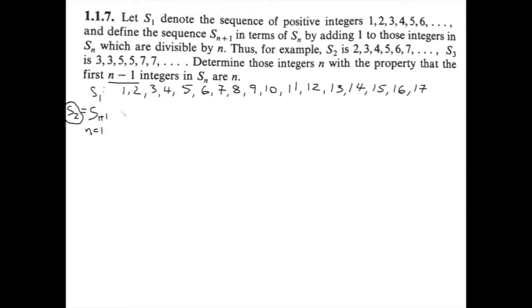Now, what we're going to do is, every time there's a number in the prior sequence, S1 in this case, that's divisible by 1, we're going to increment it. Now, we know right away that all these integers are divisible by 1 inherently. 1 divided by 1 is 1, 2 divided by 1 is 2, and any integer divided by 1 is an integer itself.